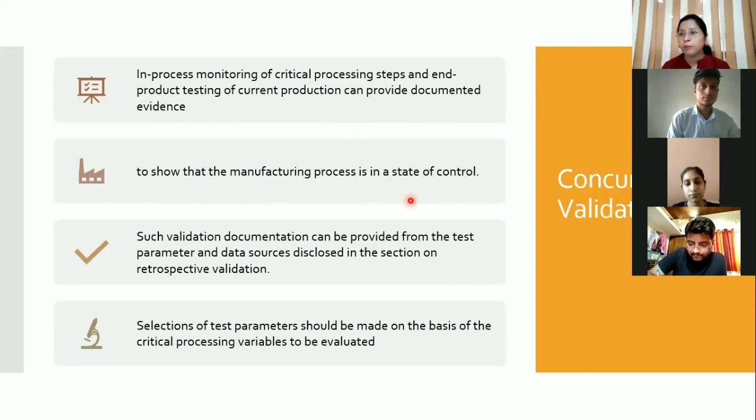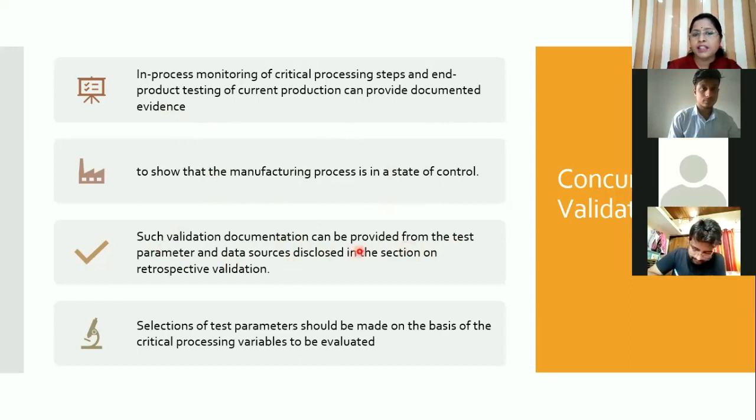We need to show that the process we are going through is in a state of control, and that's why we require this concurrent validation. Such validation documentation can be provided from the test parameters and data sources disclosed in the section on retrospective validation. So you can see what they are saying here: the validation documentation can be provided from the test parameters and data sources disclosed in the section of retrospective validation, because you're talking about the current product validation.